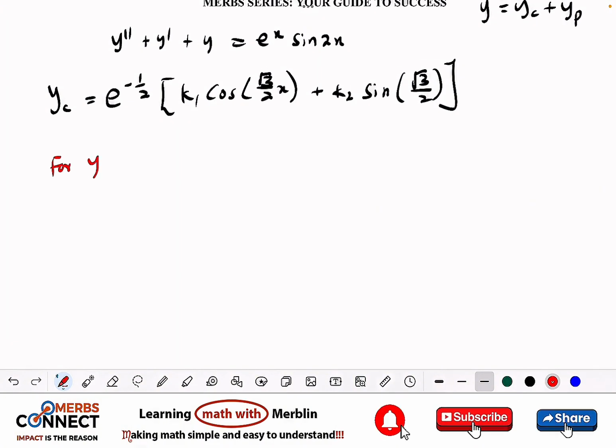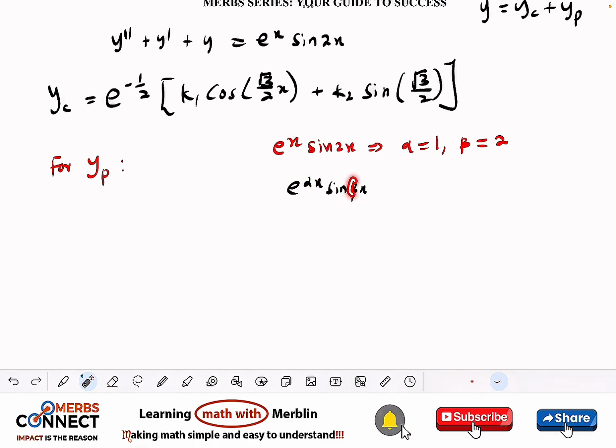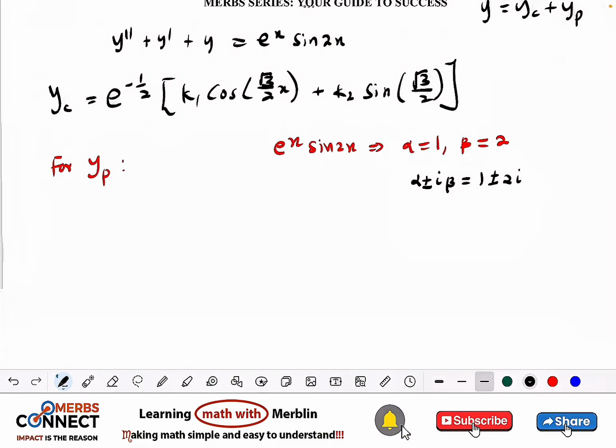So for yp, we are going to give a trial solution. But for us to give a trial solution, we need to consider the non-homogeneous aspect, which is e to the power x sine 2x. And this implies that alpha is equal to 1 and beta is equal to what? 2, right? Because when we were learning this, we saw that it was e to the power alpha x sine beta x. So here alpha is 1, that's the coefficient of x, and beta is the coefficient of x in the bracket. So now that you've gotten this, we can write this as alpha plus or minus i beta, so this is the same as 1 plus or minus 2i. So this is what we are going to get.